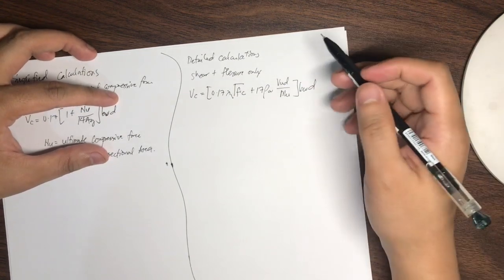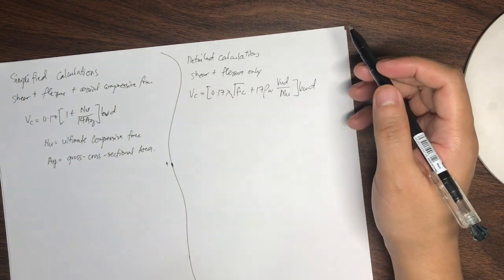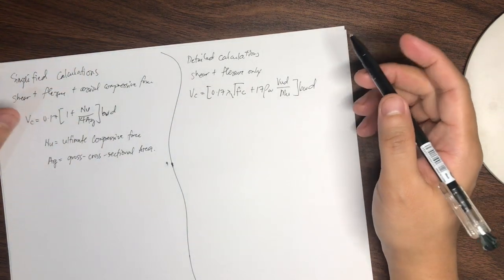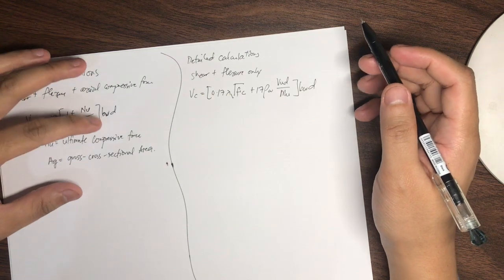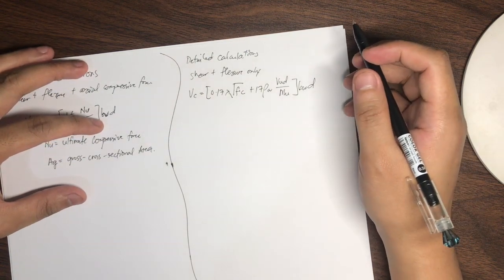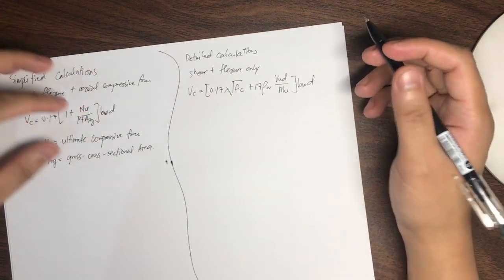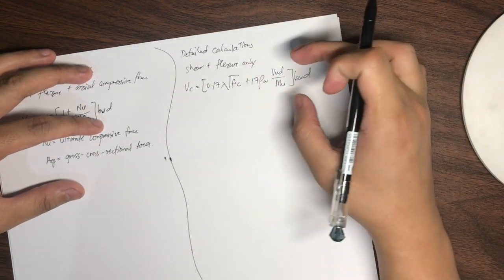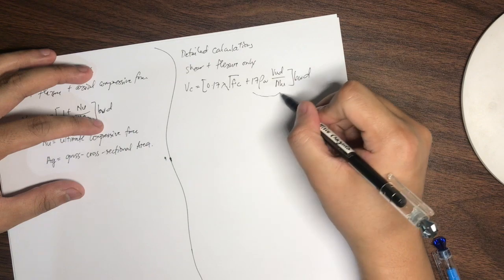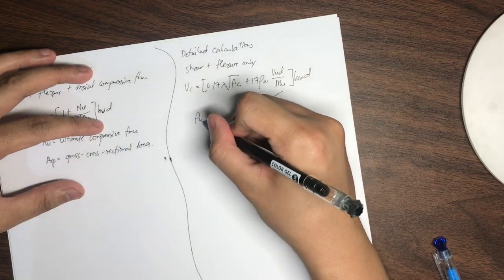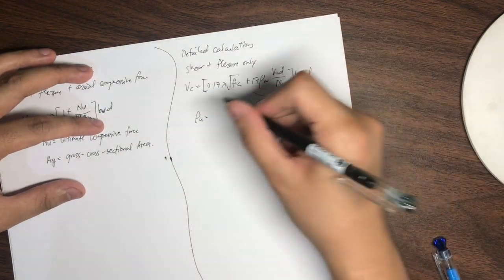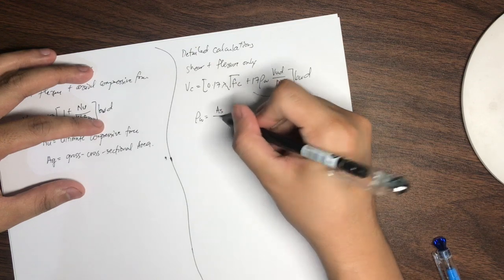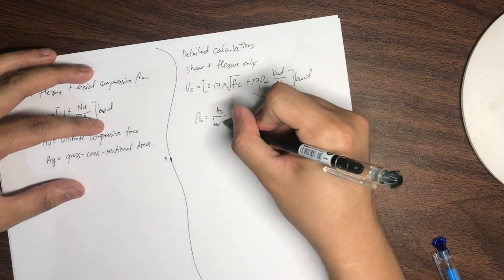So as you can see, there is an additional term. If you will be comparing it from the simplified calculation that we first discussed, we have an additional term here. Your rho_w here is just your steel reinforcement ratio. So it's very same. It's As over b_w d.